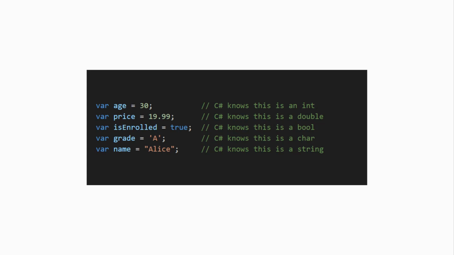var price equals 19.99 tells C# that price should be a decimal, and var name equals "Alice" makes name a string. Keep in mind though that once C# sets a type, it won't change. So even though you didn't specify the type, age will remain an integer and name will stay a string. In general, it's a good habit to use the actual types for clarity, but var can be a helpful tool when the type is too complex.